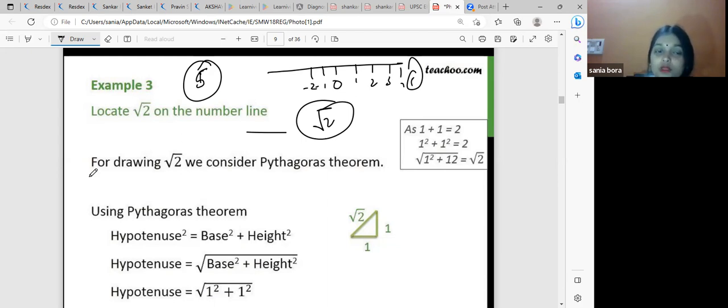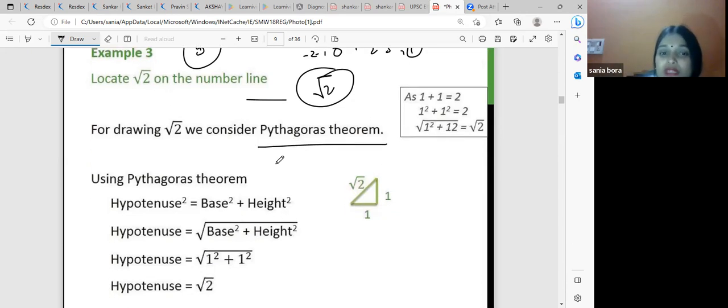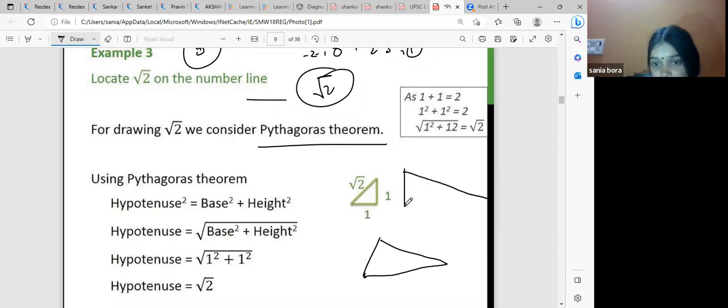So, for drawing under root 2, we consider the Pythagoras theorem. You have to learn this because it is going to help you a lot of times, right? So, what is the Pythagoras theorem? Hypotenuse square equals base square plus height square. Now, this is the triangle basically, where the hypotenuse is the longest side of the triangle. This is the base and this is the height. Clear? Yes or no?